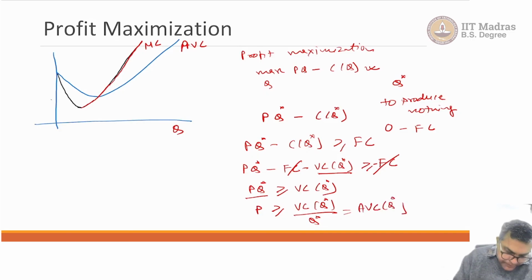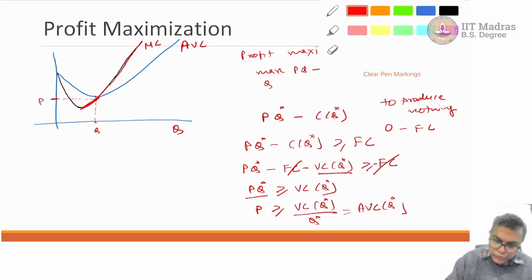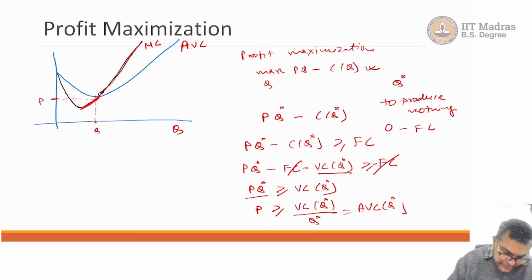So, if we have P here, let us look at it, P here. What is the marginal cost? Marginal cost is this much, and how much is it at this particular Q? How much is the average variable cost? Average variable cost is higher than P. So, we cannot use this particular upward sloping part. So, we have to use only this part of the marginal cost curve.